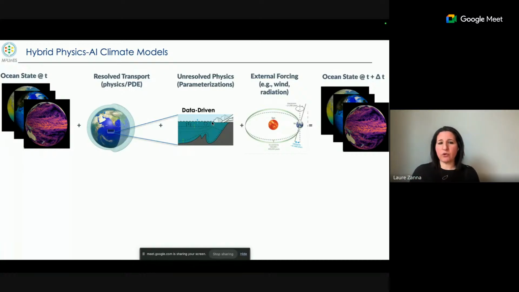Indeed. So we're going to try to represent from data the effect of those unresolved scales onto the large scale. Rather than approximating them by ourselves, we're just going to let AI or machine learning basically figure this out.